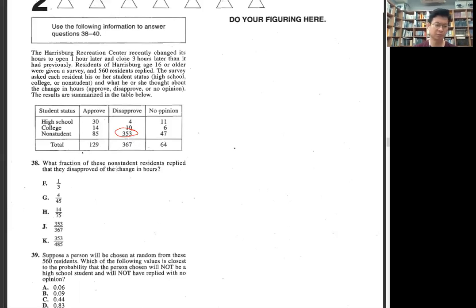The entire thing is 560, but then non-students only is what we have to count. So which means out of these three, okay.